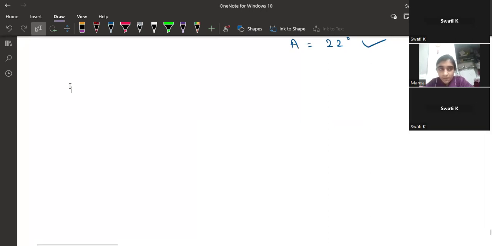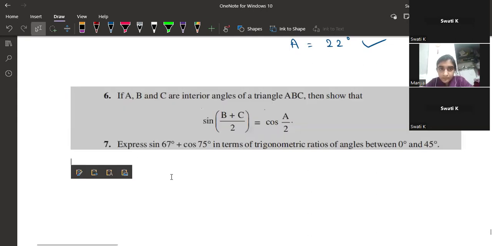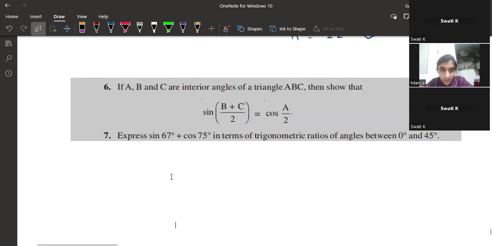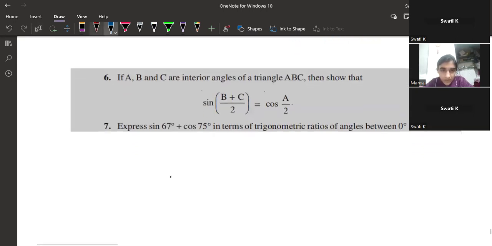Yes. And the question is here. So we will solve this question number 6 first, right? Can you read the question? If A, B, and C are the interior angles of a triangle ABC, then show that sin((A+C)/2) = ... B plus C upon 2 equal to cos A upon 2. Correct. Okay. So Manya, let's solve this, right?